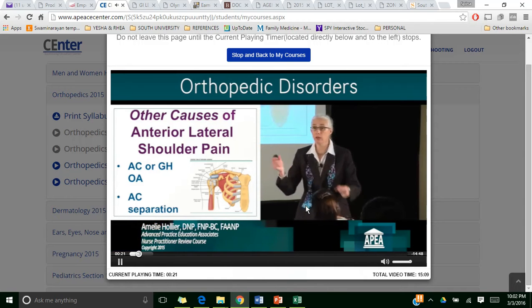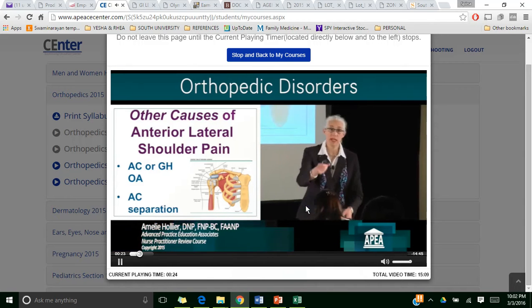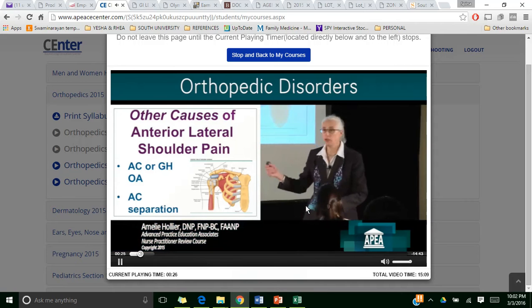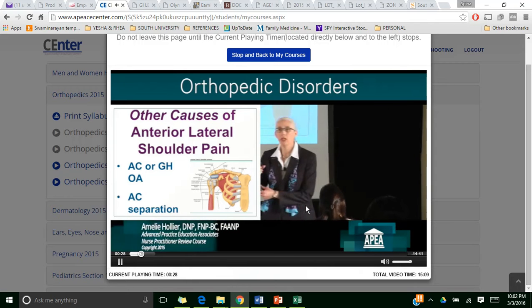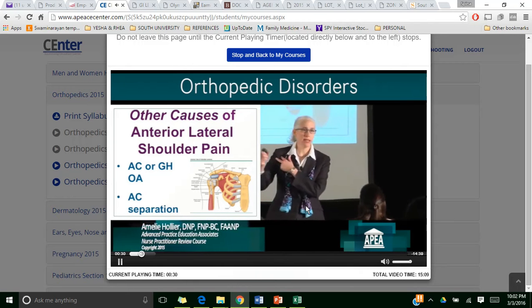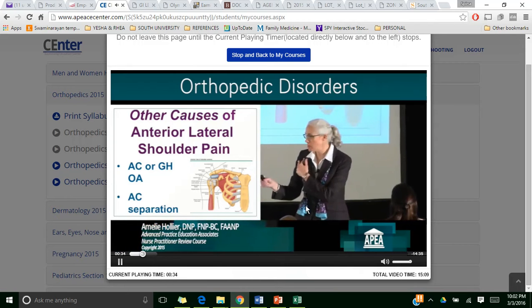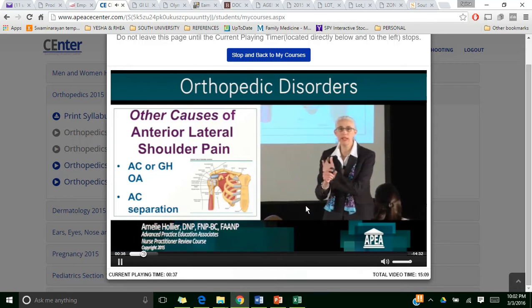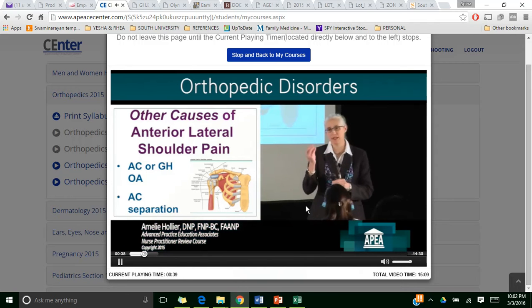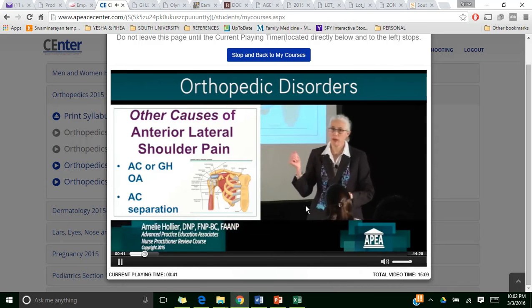Look, one of them is the AC joint. It is right here between the acromion and the clavicle. Look, here's your acromion, and here's the clavicle. The place where these 2 joints come together is called the AC joint. That is a common place for an osteophyte to form. It can produce anterior shoulder pain.